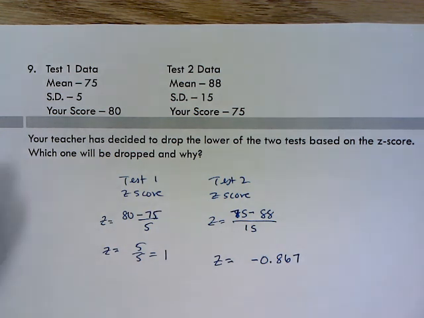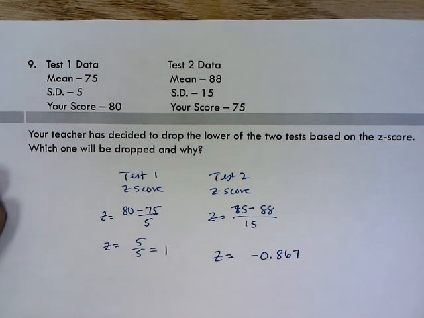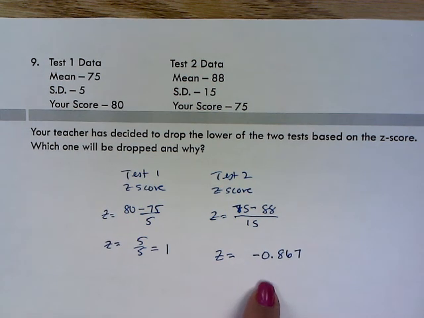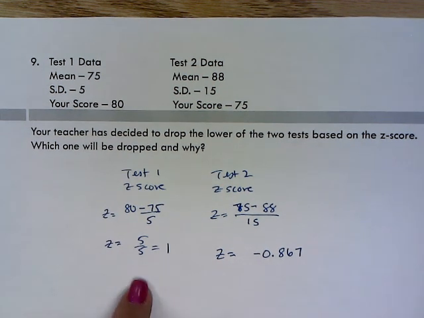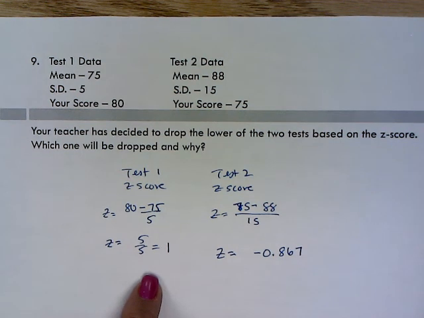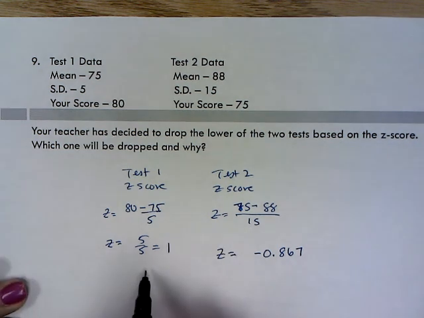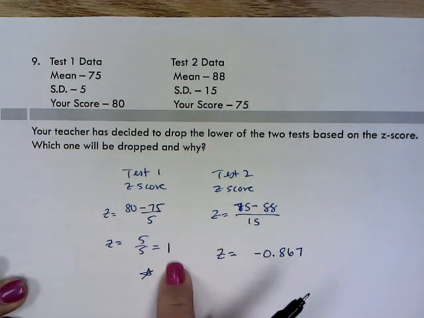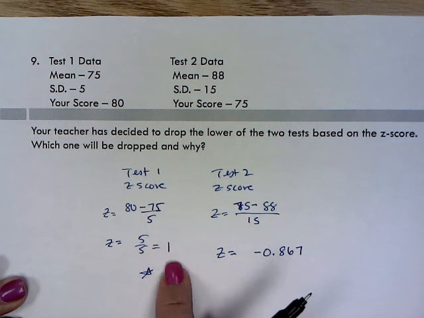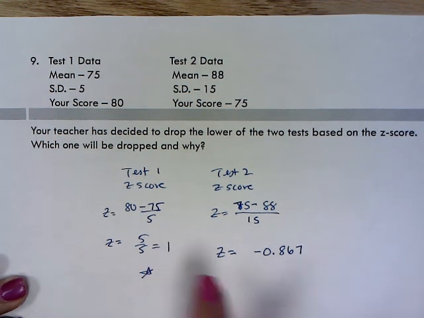So based on these two z-scores, which one do you want to drop and why? Well, if I'm basing it upon the z-score, on this test I'm below average. On this test I'm above average. I'm above average way more than I'm below it. This is a higher score. Why? Because it's furthest from the mean. I want this one because here I'm above average. I'm above the class. Not much above them, but I'm above them.